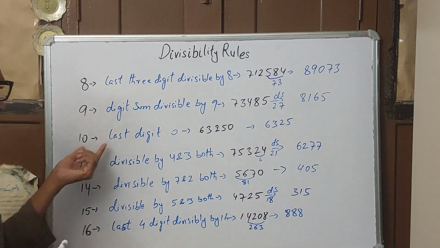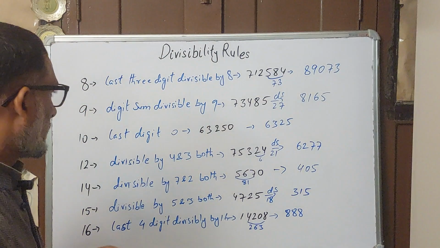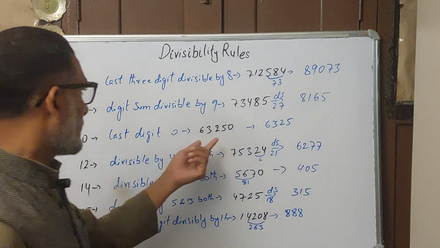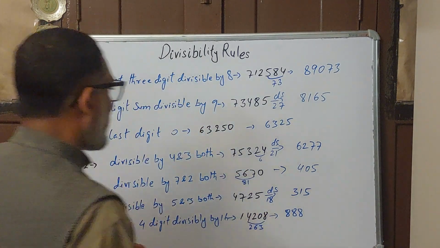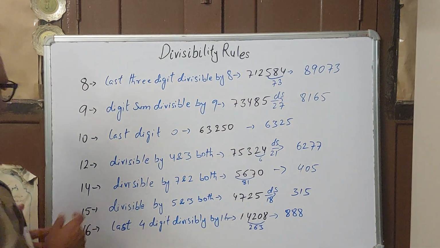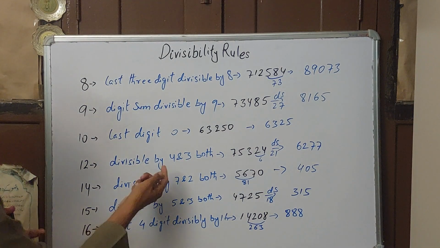And 10 is very easy: the last digit must be 0 to be divisible by 10. So any number that ends with 0 will be divisible by 10, otherwise it will not be divisible by 10. For 12, divisible by what?